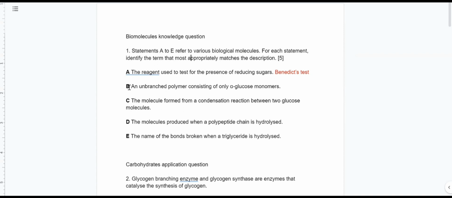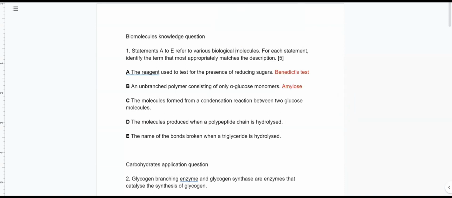For statement B, we have an unbranched polymer consisting of only alpha glucose monomers. So there are two parts which are important. The first part is how the polymer consists of only alpha glucose monomers. So we can immediately rule out cellulose because cellulose contains beta glucose monomers. And another thing is that the polymer is unbranched. So we can rule out amylopectin and glycogen because both of those molecules are branched. So that only leaves us with amylose because amylose is the only unbranched polymer we know in the H2 syllabus that consists of purely alpha glucose monomers. So amylose is the right answer.